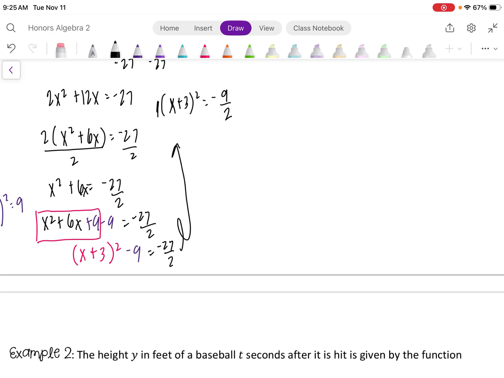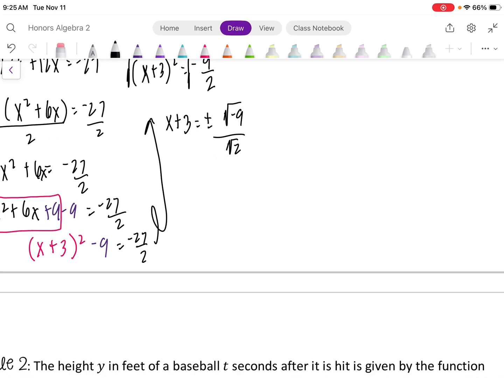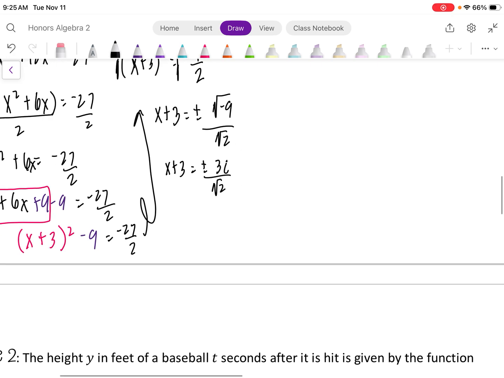So this is going to be x plus 3 equals plus or minus the square root of negative 9 over the square root of 2. And so with that, you have to take the square root of negative 9, which is 3i. So we're going to have x plus 3 equals plus or minus 3i over square root of 2. Woof, this is kind of a mess.